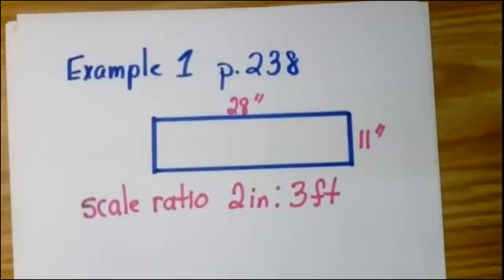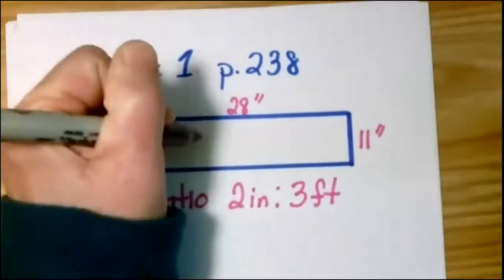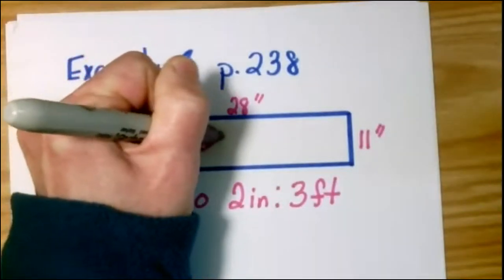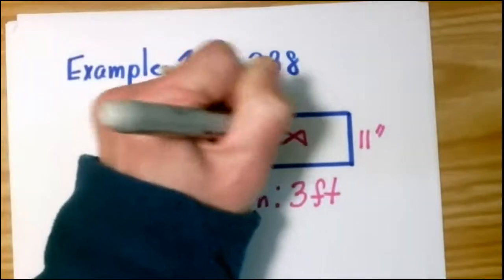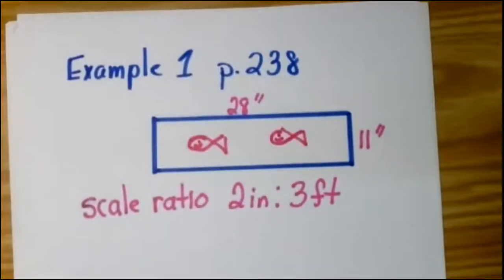Okay, this is example 1 from page 238. On that page, it says the art class is planning to paint a mural on an outside wall. In your book, the picture is of fish on the mural. This figure is a scale drawing of the wall. What is the area of the actual wall? So let's just draw a little fish on here, because in the book, it's fish, right? There we go. So there's your mural.